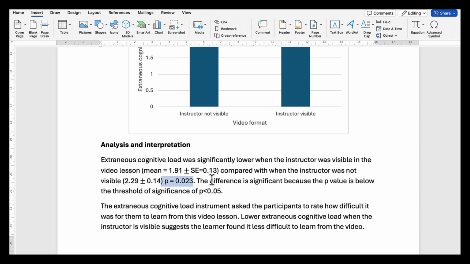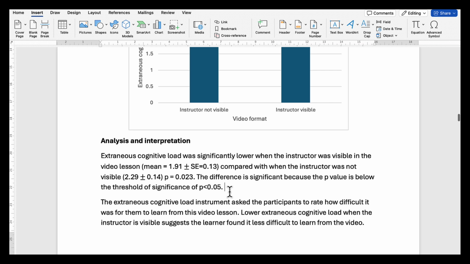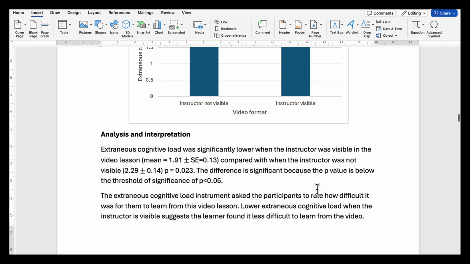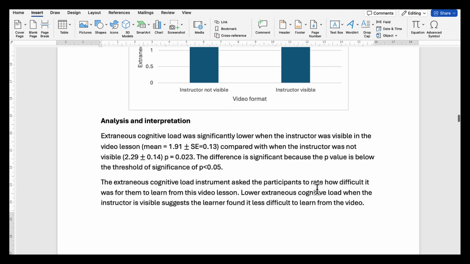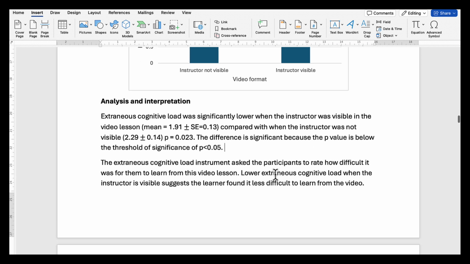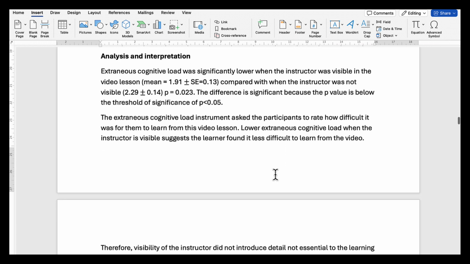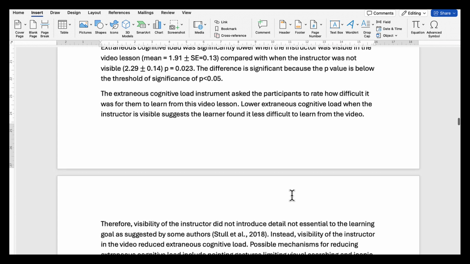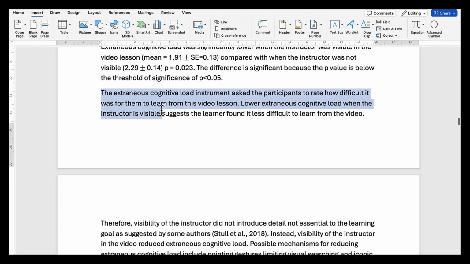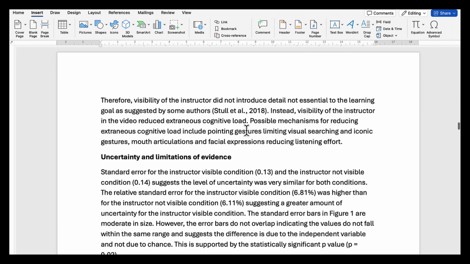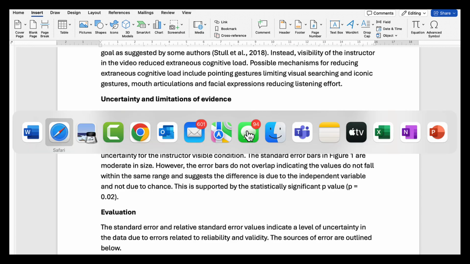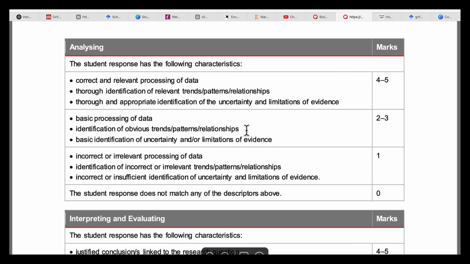p-value. Now, importantly, you need to justify why you've made a decision about that being significant. So I've just said here the difference is significant because the p-value is below that threshold of significance, and then state what that is. Now, you've said a lot in a very small number of words. Now, the next thing is I've linked it back to the science. Now, if you've got a couple of graphs, or a couple of figures, you're going to describe in a bit more detail.